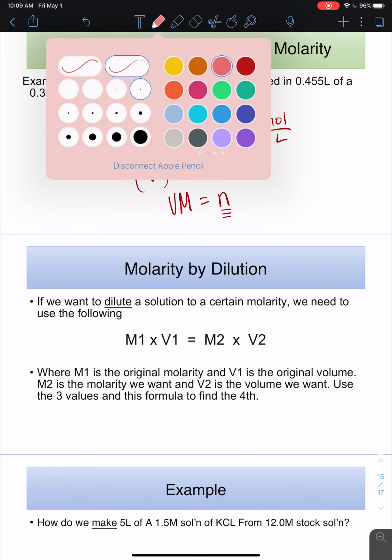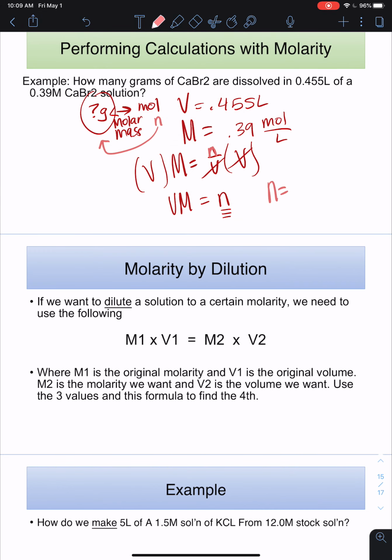So let's solve. N equals, V is 0.455 liters, and M is 0.39 moles per liter. So that means liter cancels with liter, and we're left with moles. If you solve for that, you get 0.17745 moles. Okay, so I still have not gotten to my grams of calcium bromide.